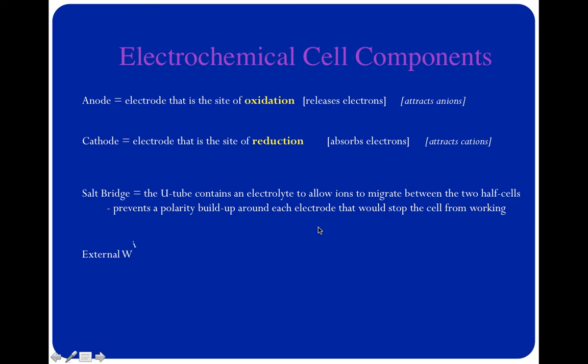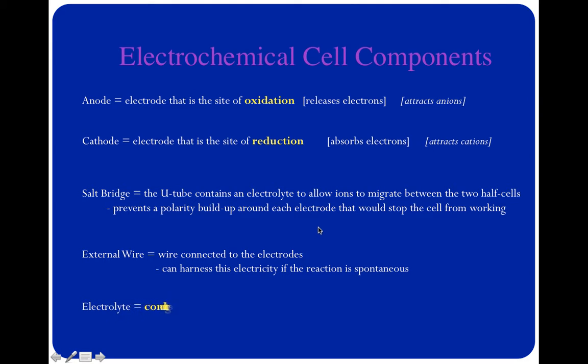We're going to have an external wire. That wire is for electrons. And then we're going to have electrolytes. We've got an electrolyte in our salt bridge, and each half cell will have an electrolyte. In grade 9, you should have learned that for electricity to flow, it needs a complete circuit. In an electrochemical cell, electrons flow from one electrode through the wire to the other electrode, but in solution, it's the movement of ions that completes the circuit.